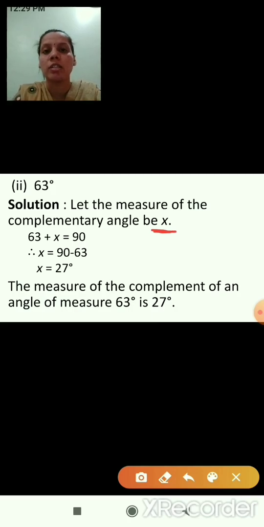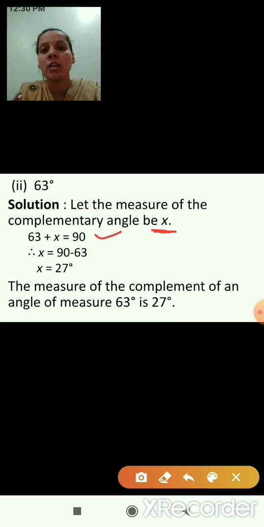Yes. So what is the first step? We will write down the measure of the angle which is given, that is 63 degree, plus the other angle which we consider as x. So 63 plus x is equal to 90 degree. Yes, because they are complementary, so their sum is 90 degree.